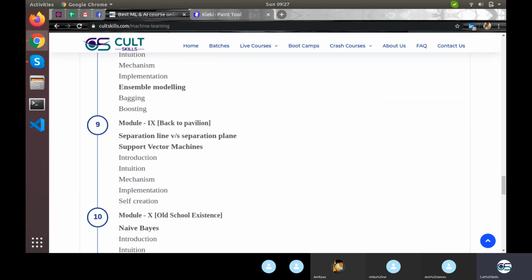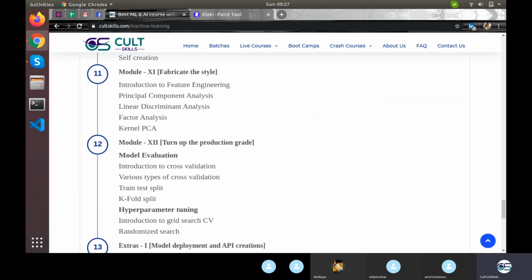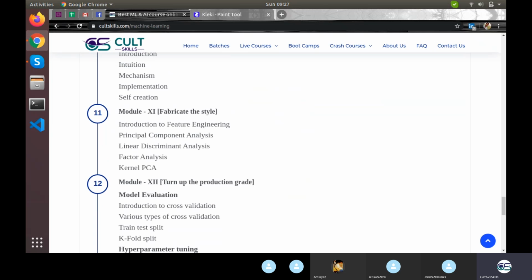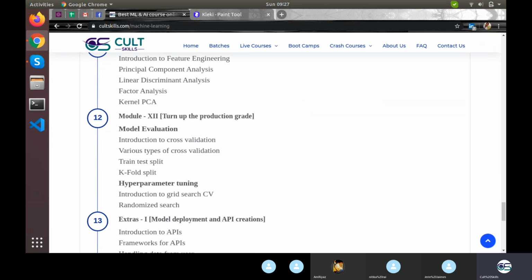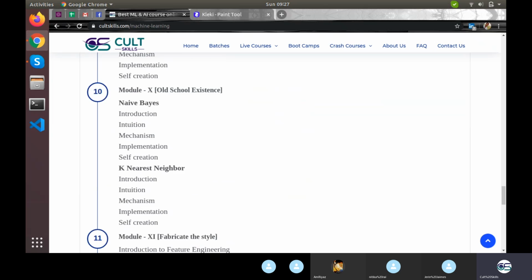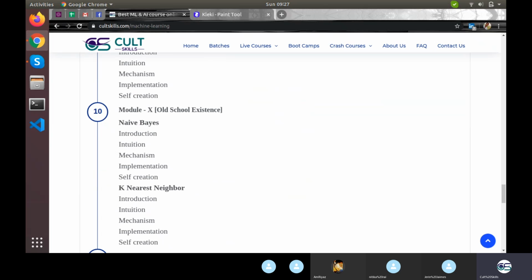So we are left with 8, 10, 11, 12, and then there are extras. Even half of the 12th part is already done, the k-fold model evaluation, the train test split and k-fold part. That is what we will work on today. So let's head over to the module I want to cover today, not 9 but 10, Naive Bayes and k-nearest neighbor.